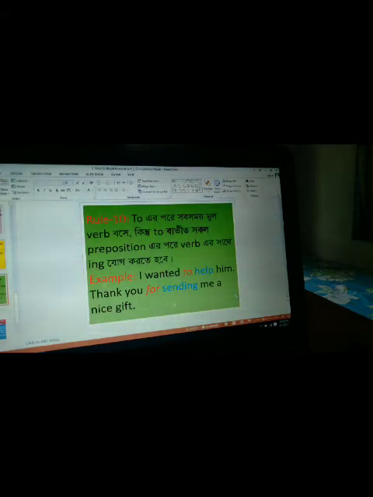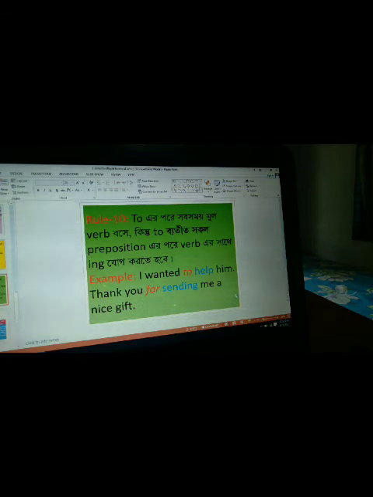We know that to is a preposition and we will have to remember that after to we always use the base form of the verb. As an example, I can say I wanted to help him. Here this non-finite verb help has been used after to. That's why I have used the base form of it.